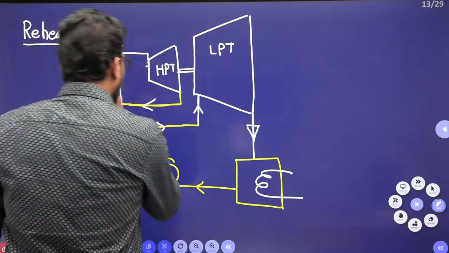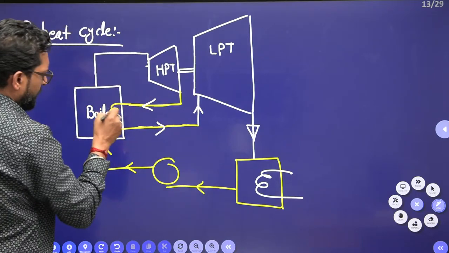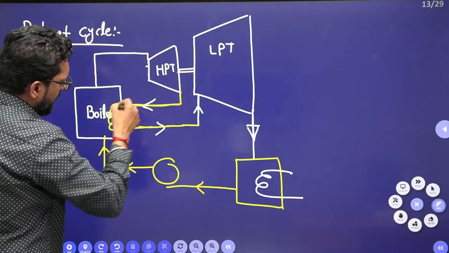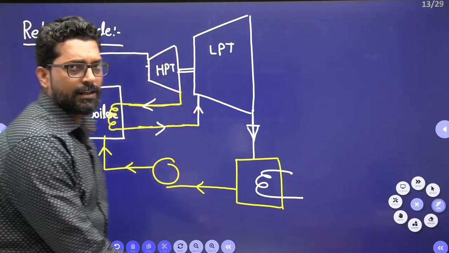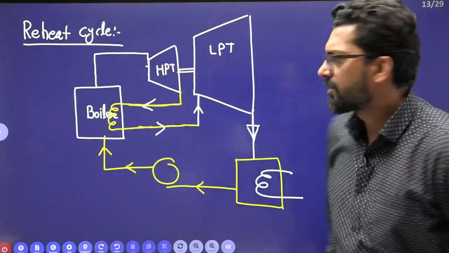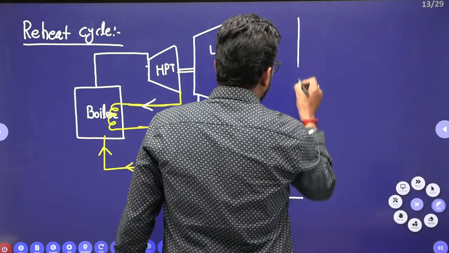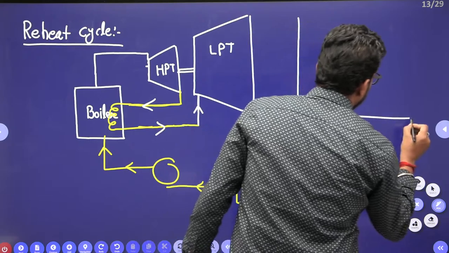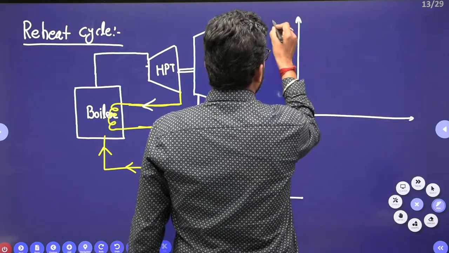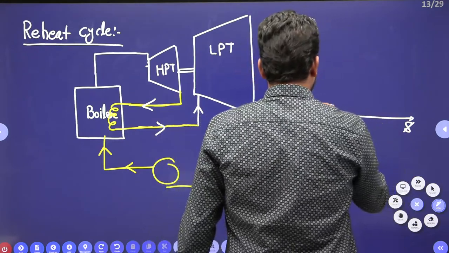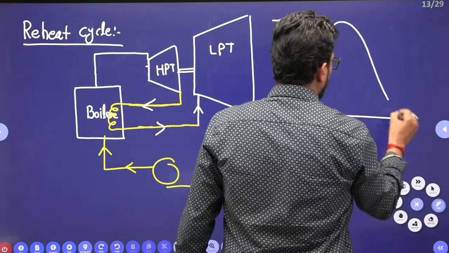Okay, this is your reheating. That means we take the steam from the high pressure and again reheat, and then we expand so that the quality of the steam will improve. How? If you draw on a TS plane, temperature and entropy plane, this is our saturation curve, right?